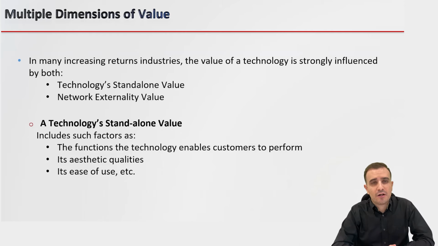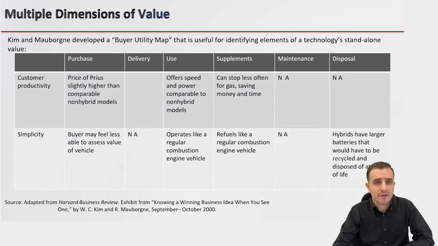Focusing first on the technology standalone value, how can we determine, how can we evaluate the value of a technology? There are many ways of doing this. The way that we are going to prioritize to determine the value of a new technology is the one proposed by Kim and Mauborgne, the buyer utility map. How does the buyer utility map work? The buyer utility map looks at the cycle of purchasing and consumption of a product.